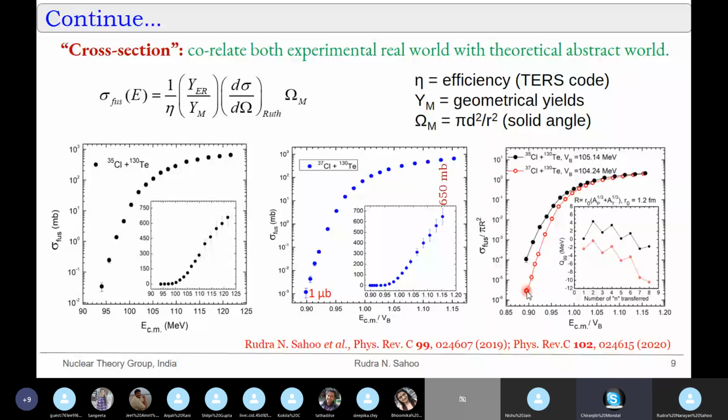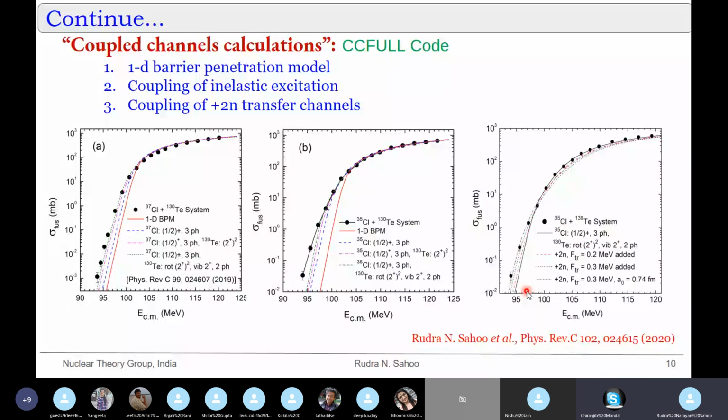And in the next slide, slide number 10. Can you go to slide number 10, please? So 10, it is 10. No, yeah, this is 10.